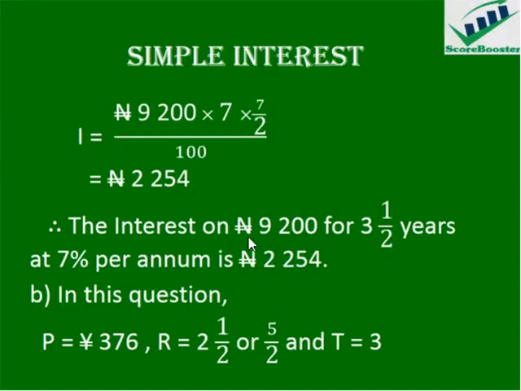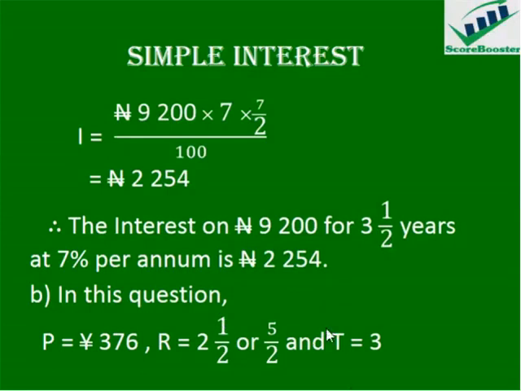The second question says we should obtain the interest on 376 yen for 3 years at 2.5% rate per annum. So here it is just like the first question. Our principal is 376 yen. Our rate is 2.5% or 5/2. I told you, you don't need to put the percent. This is the 100 for the percent. Whenever I say 10%, it is 10/100, so this is the 100. It's already in the formula, so you just pick the number for the rate, 2.5 or 5/2, and T equals 3, which is the time.